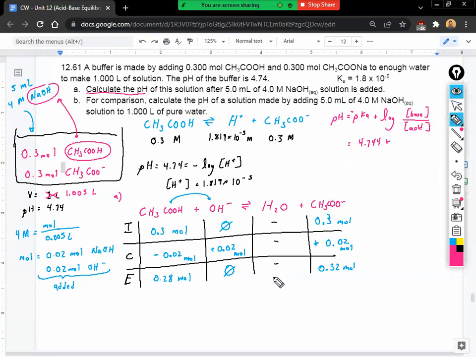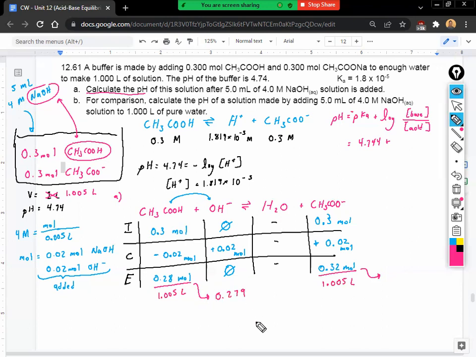Okay, so now we need to recalculate the molarity for the acid and the base. So what we have to do is we need to take these values right here and we need to divide that by 1.005 liters. Now, it's going to make a very, very small difference. But like I said, on the AP test, your grader will look for that to see if you're going to notice the change in volume because it will change up your calculations. So the concentration for the acid is 0.28 divided by 1.005, and you should get a value of 0.279.